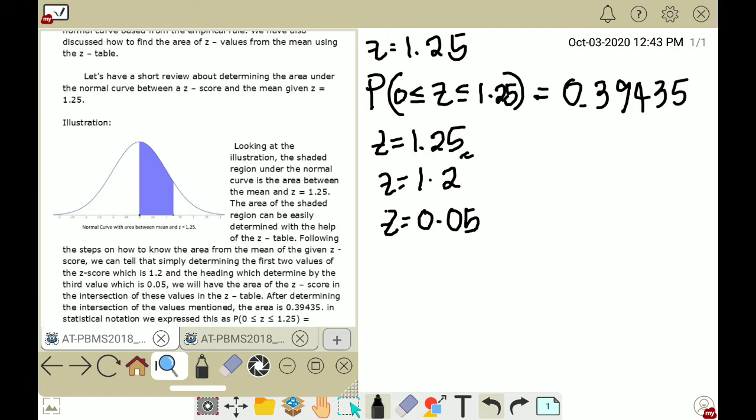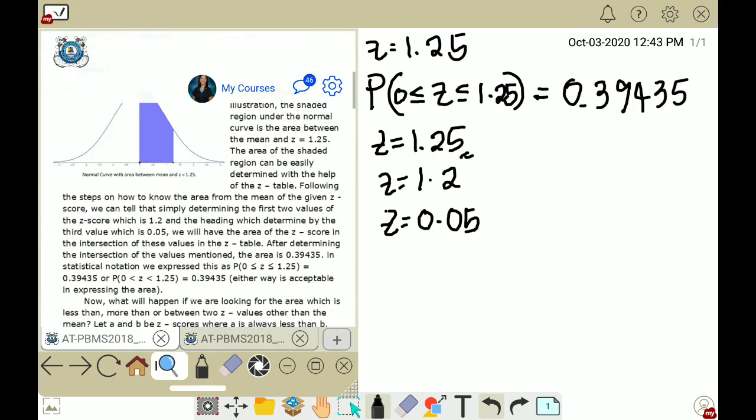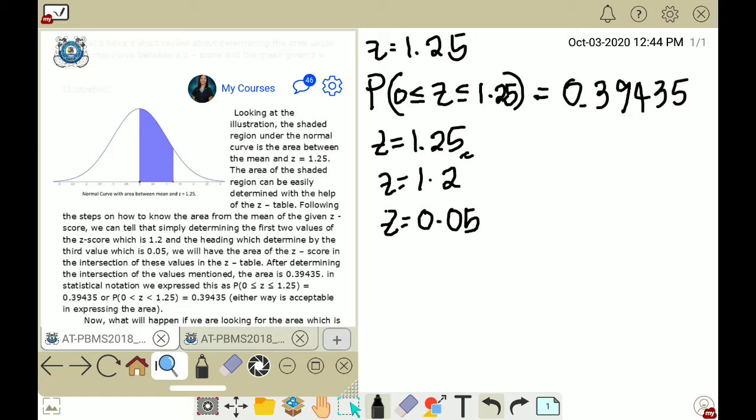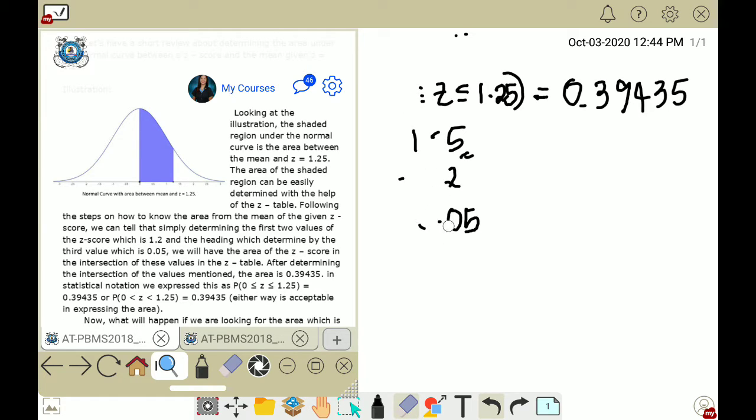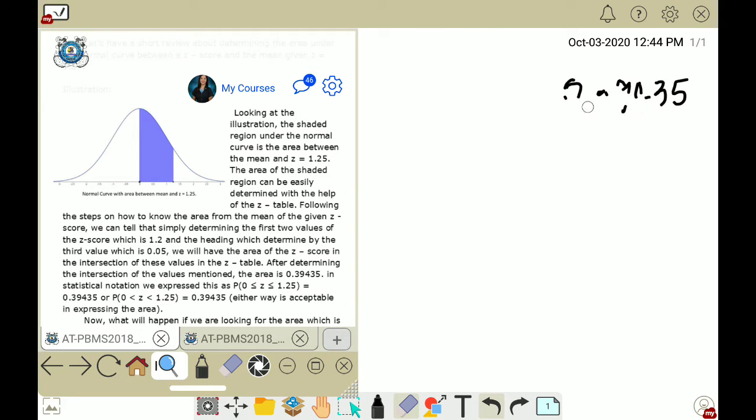Next, it is not always the case that the shaded portion or the area is located this way. How about if the area is far from the mean? How would you know that? This time, I'm going to show you how to use the minus and plus signs. Make sure that you know the location of the given z values, because we will use two properties.